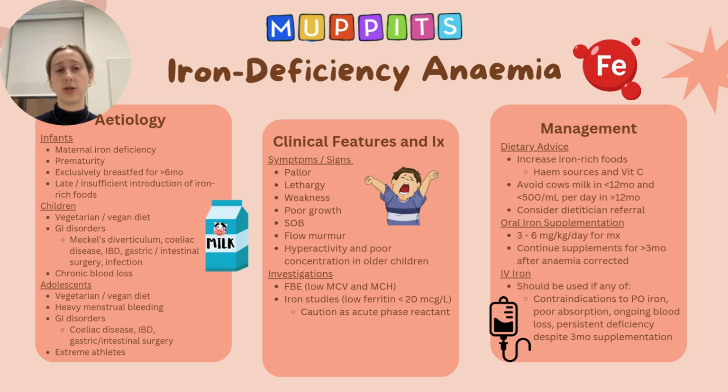Oral iron supplementation is incredibly important as well. So 3 to 6 milligrams per kilogram of weight, and continuing these supplements for 3 months after that anemia is corrected. IV iron should be reserved for children in whom there's contraindications to oral iron, who have poor absorption. So, for example, if they had a condition like pernicious anemia, if they have ongoing blood loss or persistent deficiency after 3 months of oral supplementation as well.